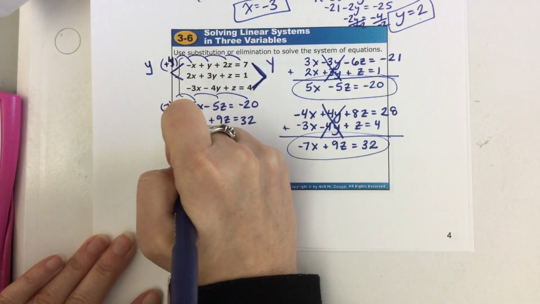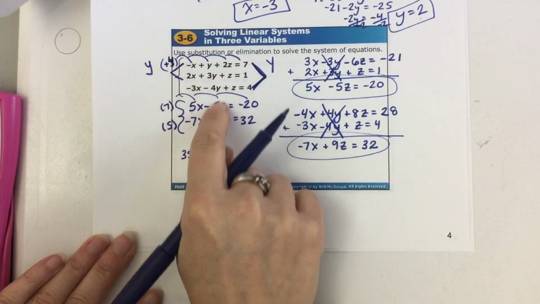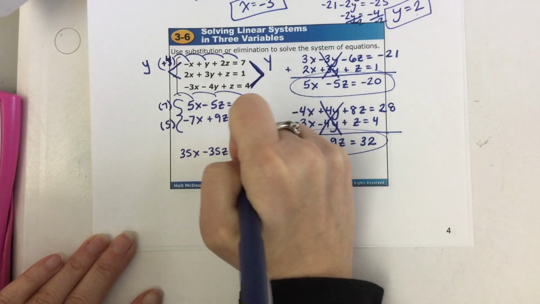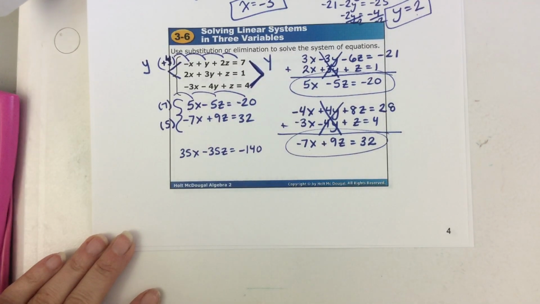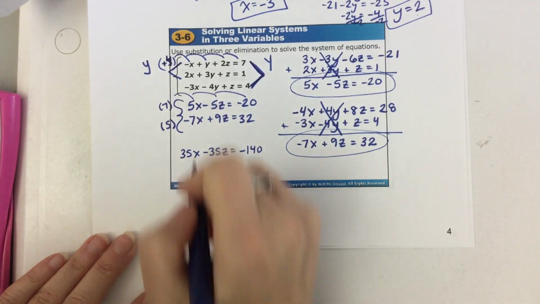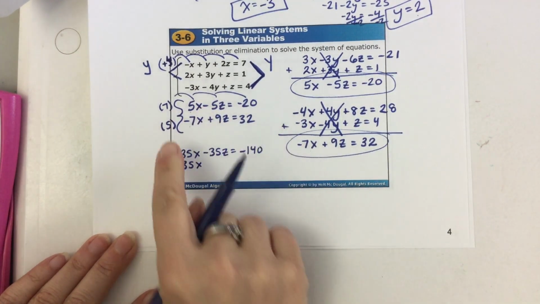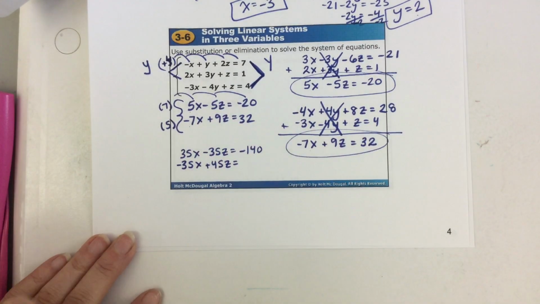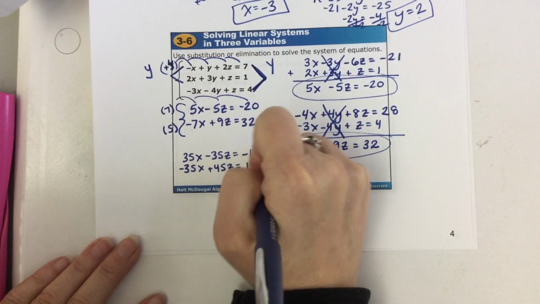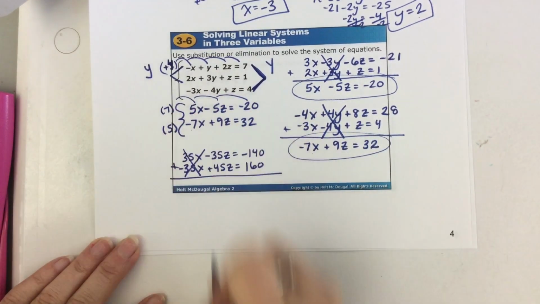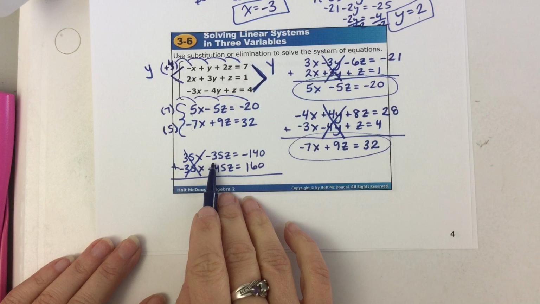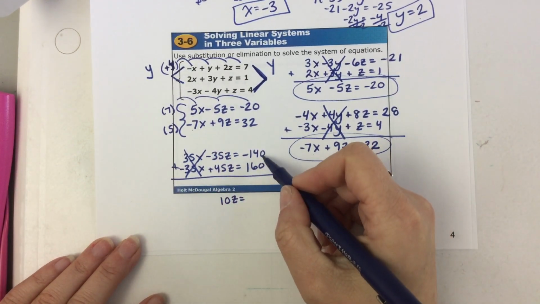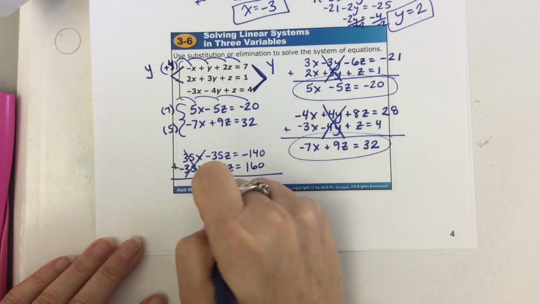7 times 5x, 35x. 7 times negative 5z, negative 35z. 7 times negative 20, negative 140. Now on the bottom, 5 times negative 7x, negative 35x. 5 times 9z is 45z. 5 times 32 is 160. When I add them together, I just canceled the x. Negative 35z plus 45z is 10z. Negative 140 plus 160 is 20.